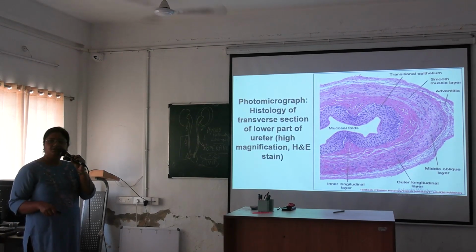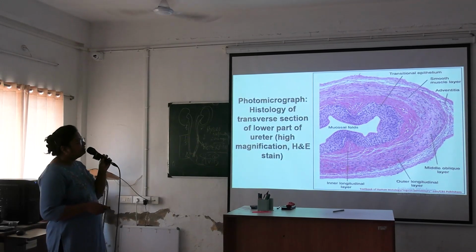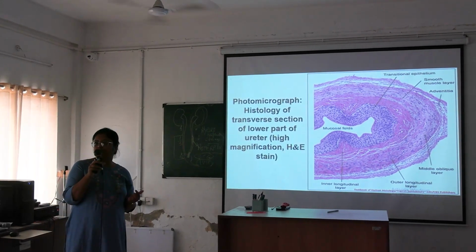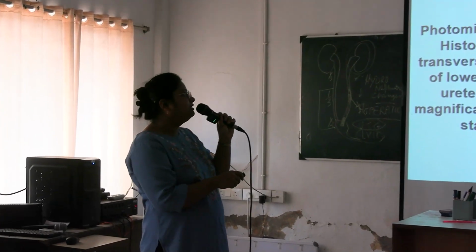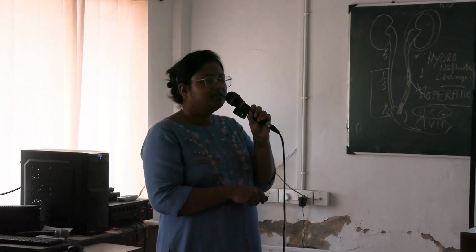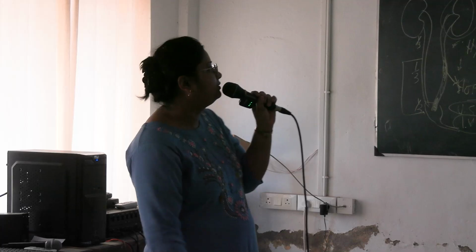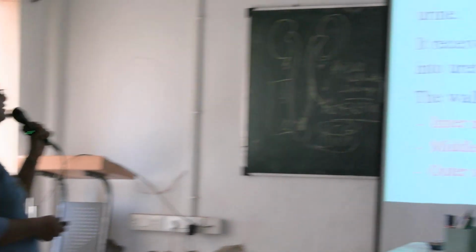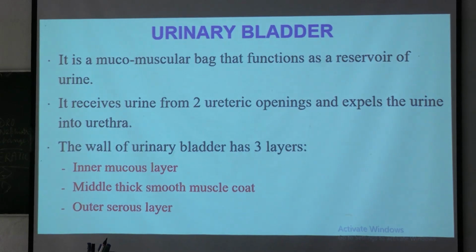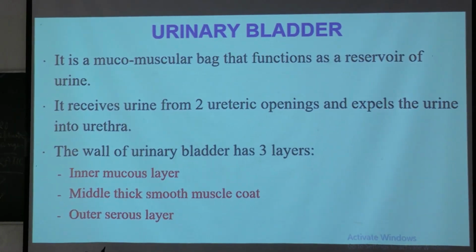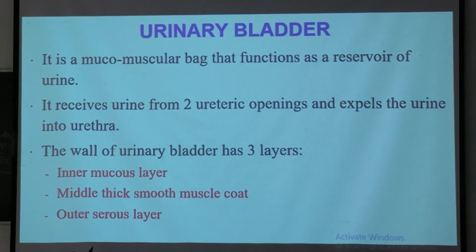layer. Okay, understood? And the ureter is also covered by peritoneum, so that will be visceral peritoneum. So we have completed ureter. Okay. Next we go to the urinary bladder. Ureters are going to drain into the bladder.